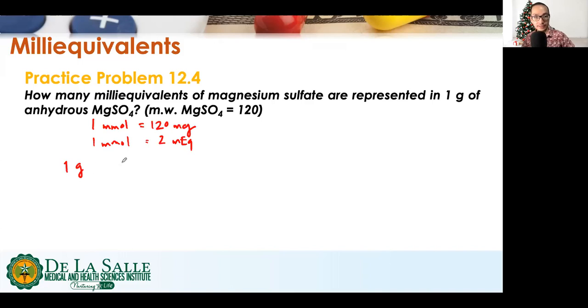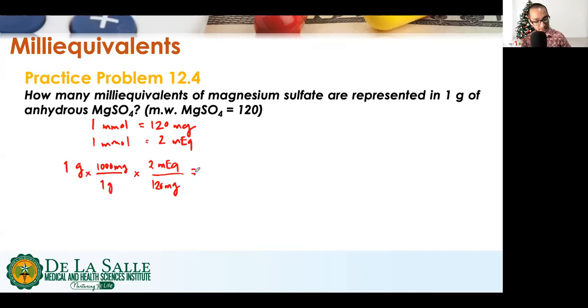And we know that 2 MEQ is equivalent to 120 milligrams. Okay. Yeah, so 1 gram, convert muna natin siya sa milligram. So 1 gram is 1,000 milligrams. Ayan. So 120 milligrams are contained in 2 milliequivalents of your magnesium sulfate.